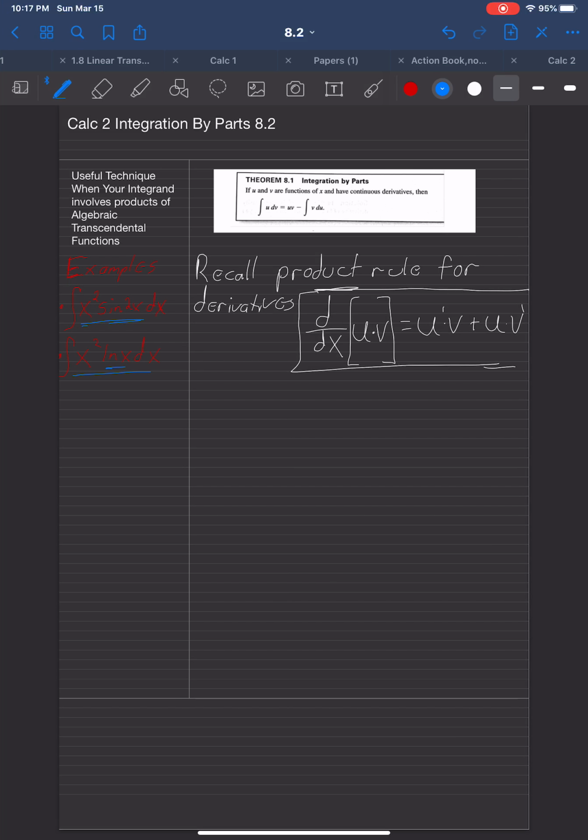Now, the goal is to show where this derives from. Where do we get this from? Because it can easily escape you. So take a look at what I have written here. The product rule from derivatives. This is right out of Calc 1.